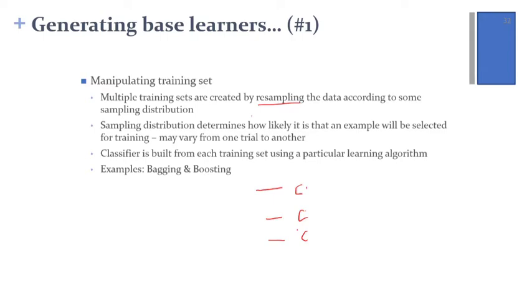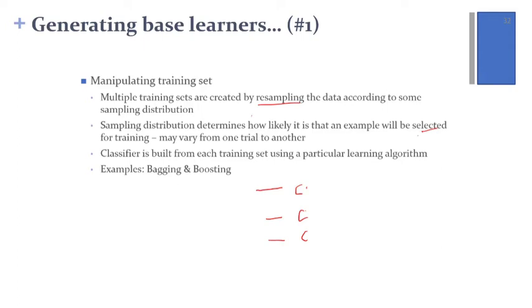The sampling distribution will help us determine how likely it is that an example will be selected for training, which may vary from trial to trial. Sometimes data point number 2 is used for training; another time it is used for testing, as we're going to see in detail later on, inshallah.